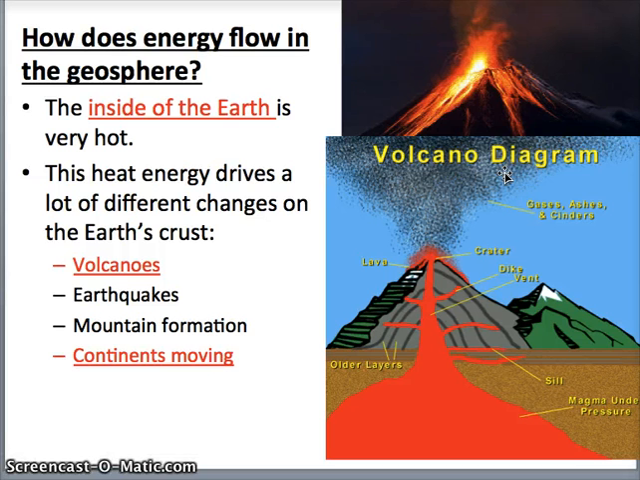How does energy flow in the geosphere? So, remember the geosphere includes all the rocks and soil of the earth. And I also told you that the inside of the earth is very hot. You guys are pretty familiar with volcanoes and the idea that there's magma under the earth. You know that the magma is very hot and it's under a lot of pressure. Well, this heat energy will actually drive a lot of different changes to the earth, such as volcanoes and earthquakes, mountain formation, continents moving. These are all changes driven by the energy from the inside of the earth.